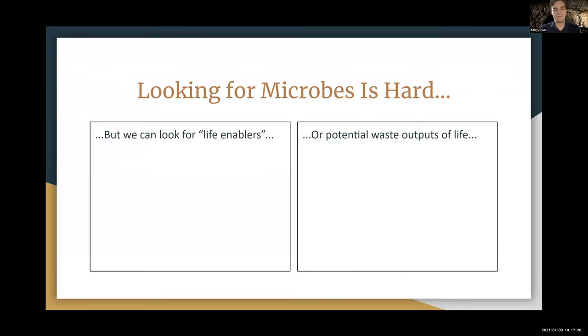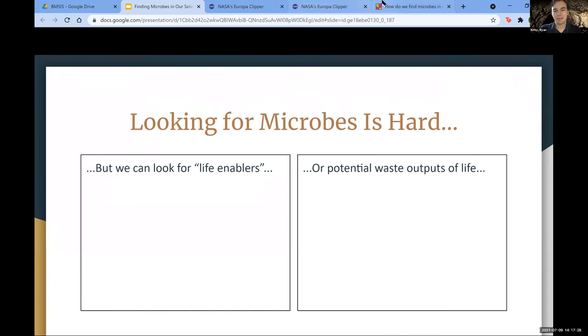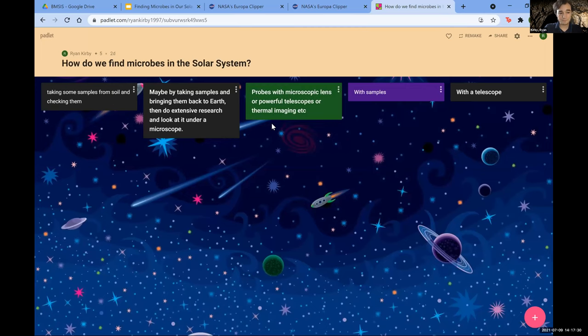We saw on the Padlet, and let's maybe go back to the Padlet real quick and see if there's any updates. Yeah, and so we can see on the Padlet, there are the techniques for finding them. People suggest really powerful telescopes, sending samples back to Earth, microscopes and thermal imaging and things like this. Unfortunately, microbes are so small that telescopes and thermal imaging are pretty much out of the question to try to find them directly.